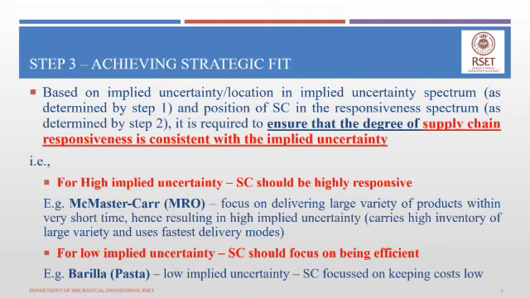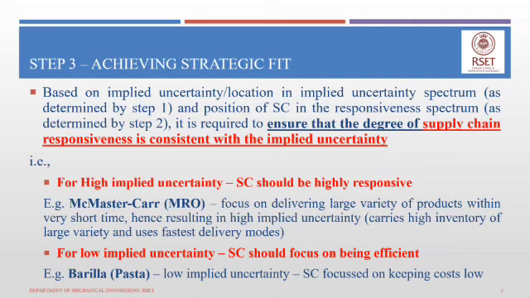And in the other opposite case, where a firm faces low implied uncertainty, the supply chain should focus upon being efficient. And for cases in between, the supply chain should be tailored to be sufficiently responsive at reasonable or acceptable levels of efficiency. So take for example the case of high implied uncertainty.